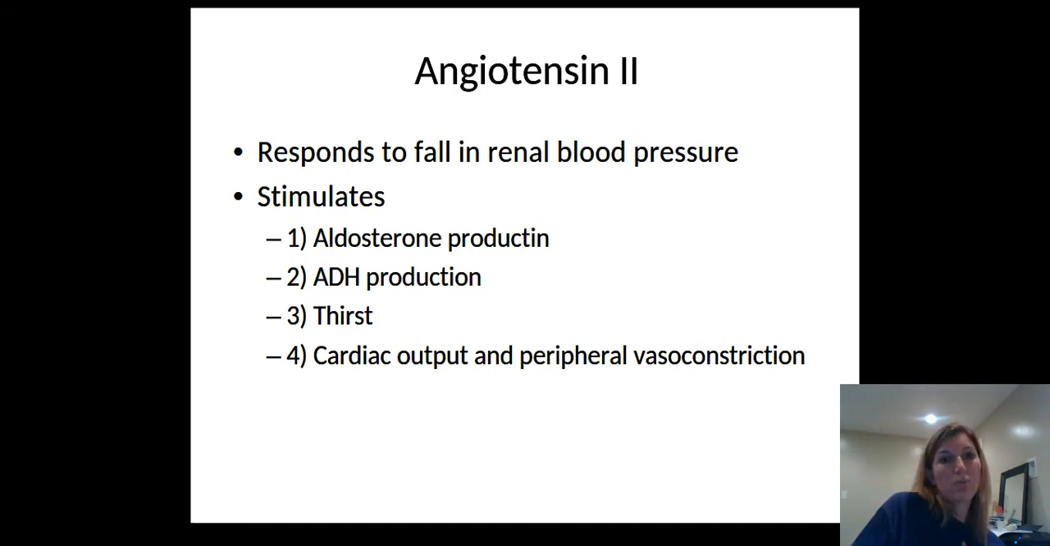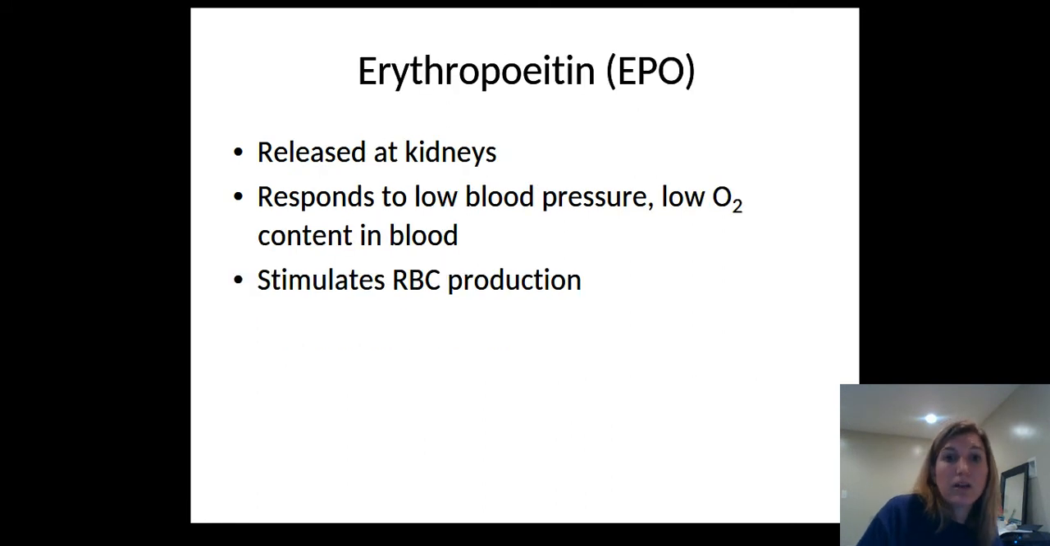production. It's also going to stimulate your thirst and cardiac output and vasoconstriction so that pressure can increase in that smaller diameter. EPO, or erythropoietin, is released by the kidneys. It's going to stimulate red blood cell production.